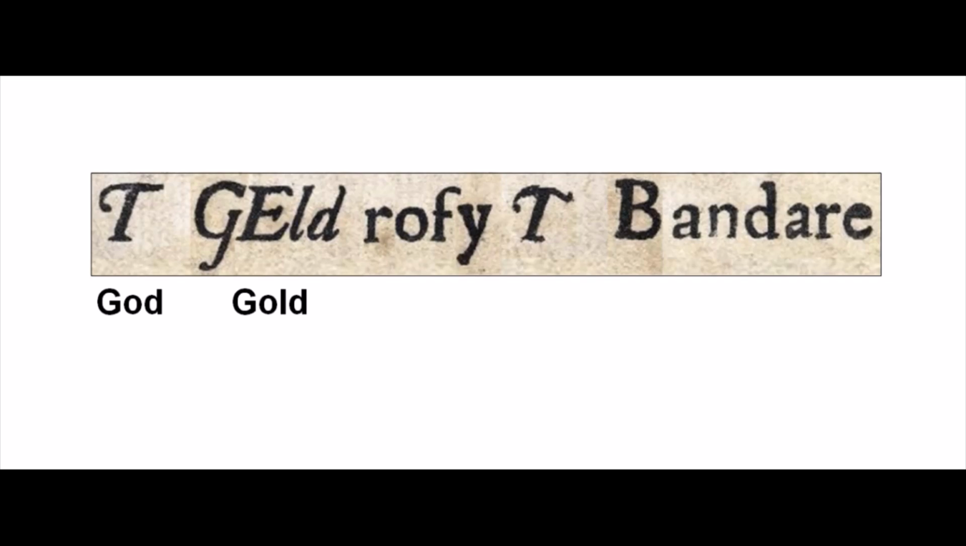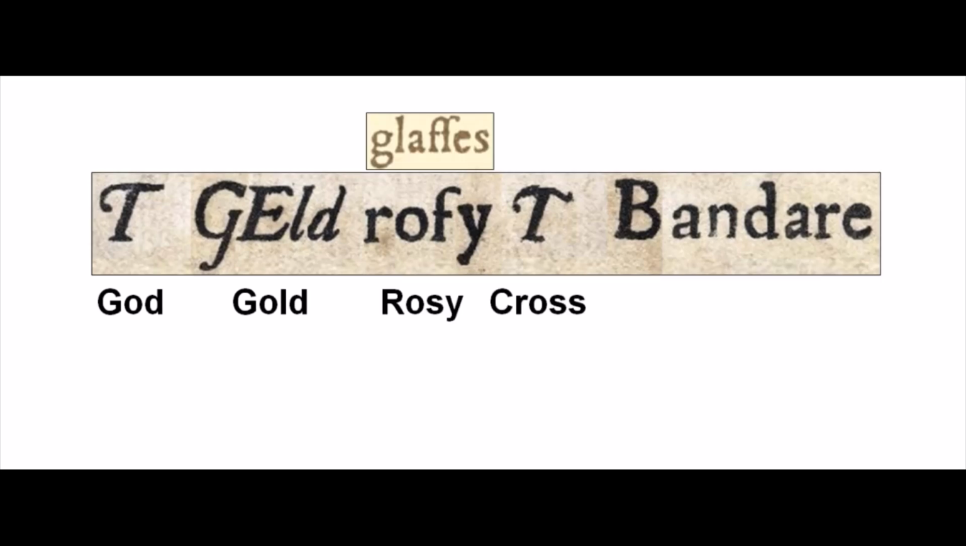I found the third example by having the letters of the byline spell T, G-L'd, Rosy T, B, and R. The letter T is a cross, and for Christians a cross is a representation of God. The word L'd means old, so G-L'd spells gold. The letters Rosy T stand for Rosy Cross.